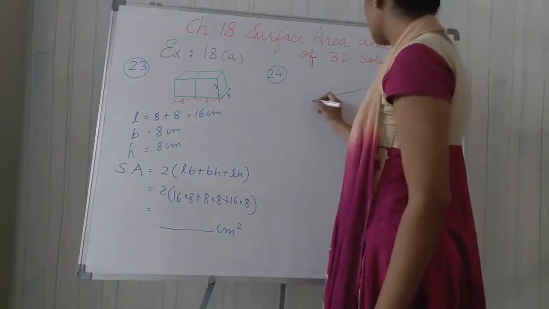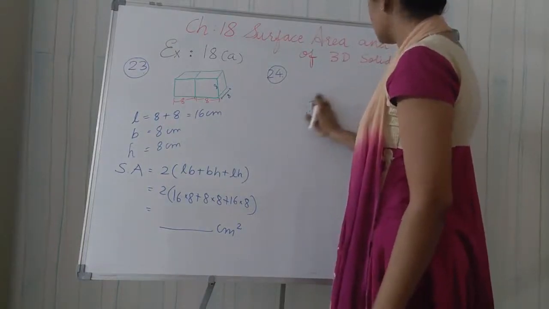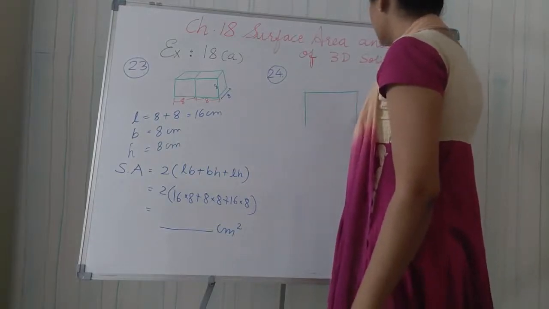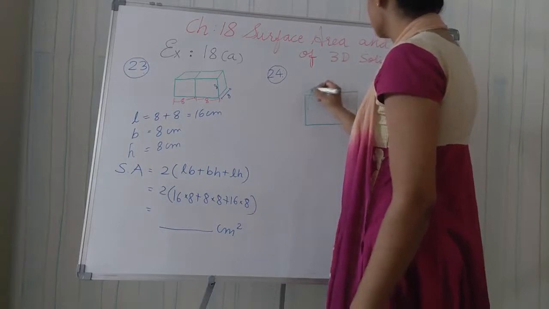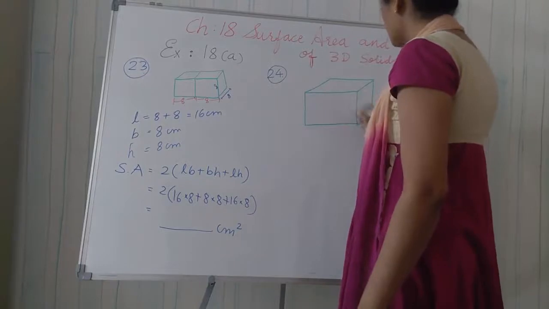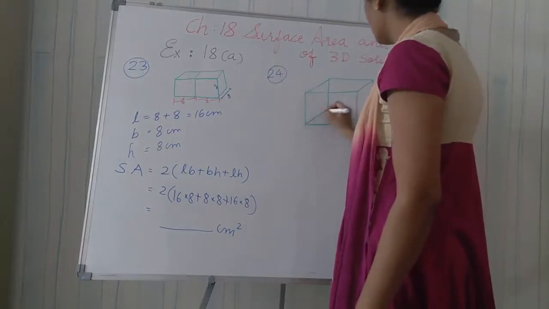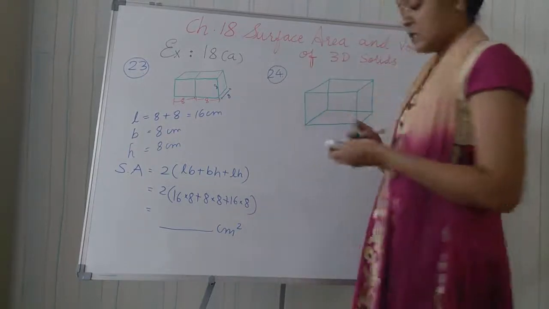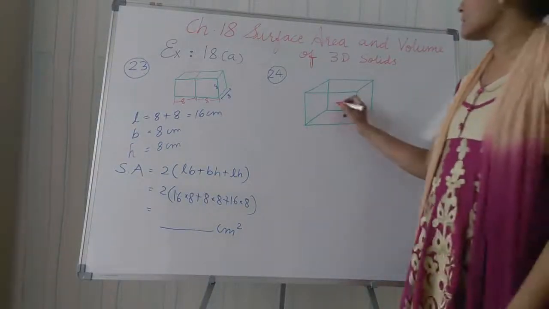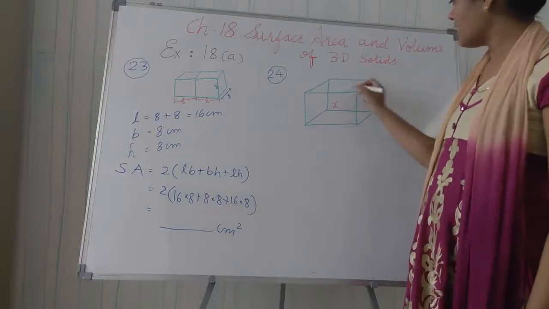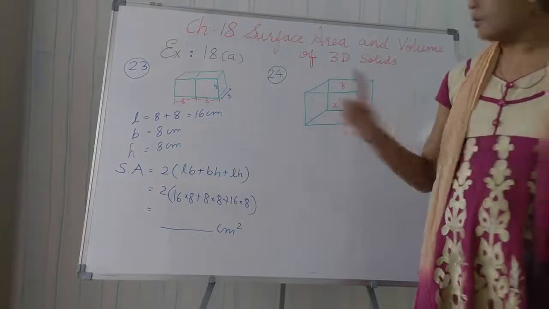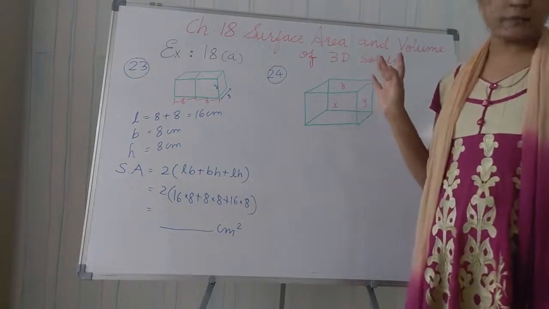So now, this is how the cuboid shape I have drawn here. Now in this question what they say is that the three adjacent faces, suppose this is x, this is y and this is z, have areas x, y and z, that is given.